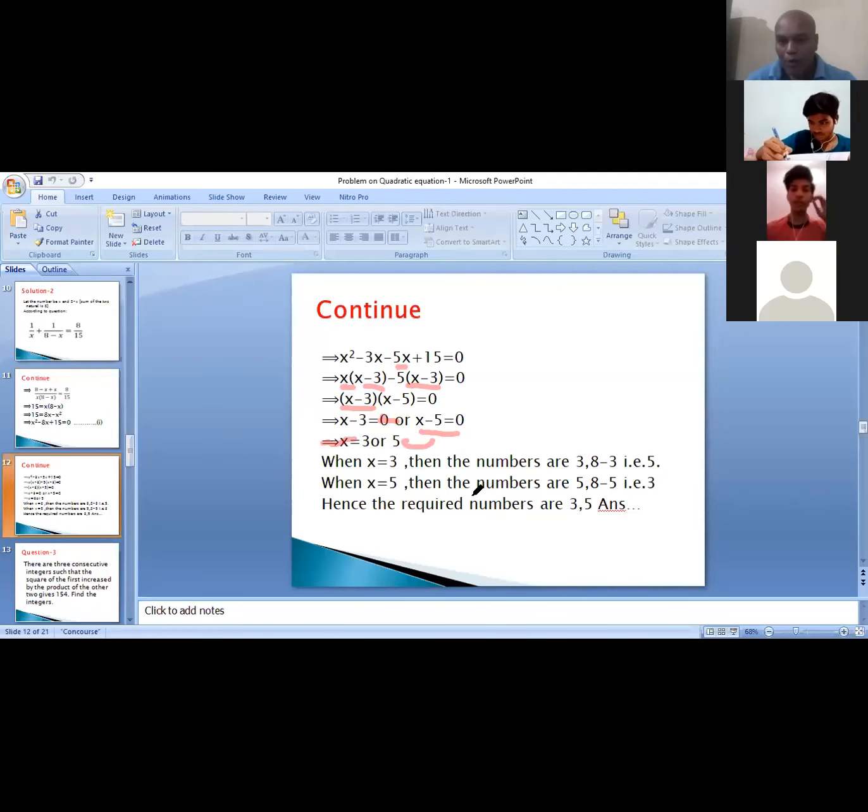So now what you have to do? You have to write like this. x is equal to 3. When x is equal to 3, in that case one value is 3, one value is 8 minus 3, that is equal to 5. Okay. And when x is equal to 5, in that case what happened? 5 and 8 minus 5 is what? 3. In both the cases, we are getting the answer 3 and 5.